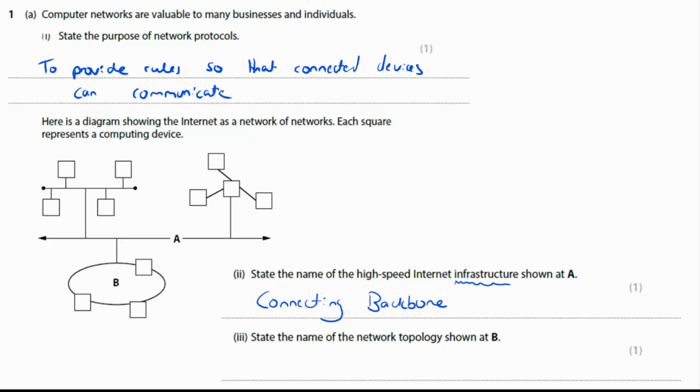The second part is easier though, and I think everyone should really get this because topologies are not too hard, I don't think. You've got to state the name of a network topology shown at B, and this is a ring topology. So that's all you need to write for this. This is a star topology. It's got this central node, and this is a bus topology.